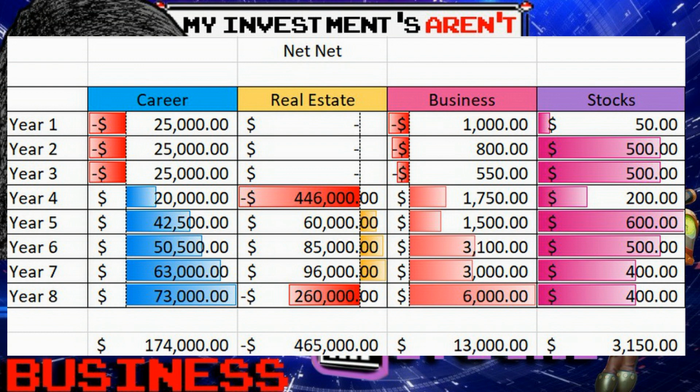Back to the point. So $174,000 profit for a career over 8 years. For real estate, yes, we are down $500,000 since we haven't paid off the loan fully. You could have paid off your study loan with your career income by now.